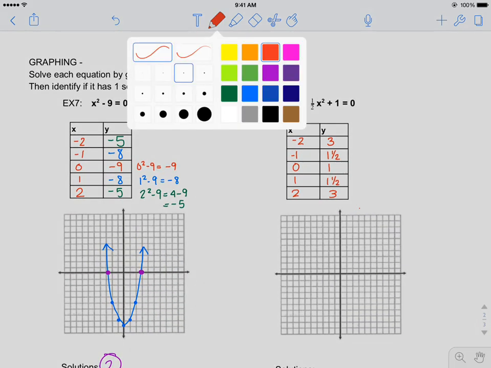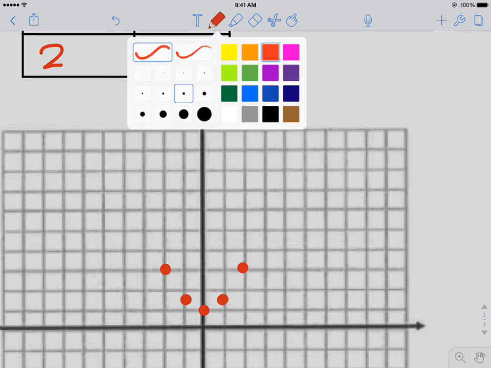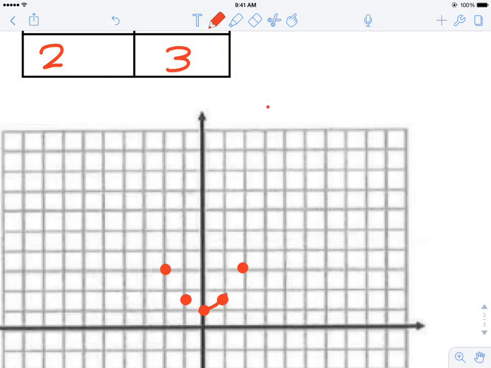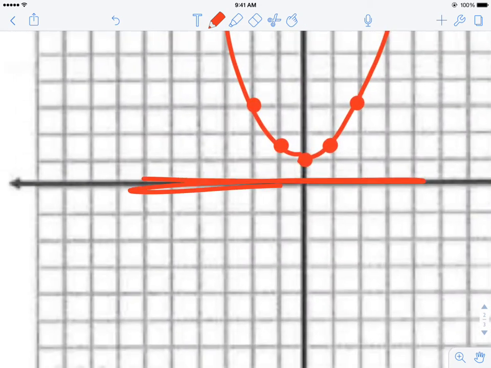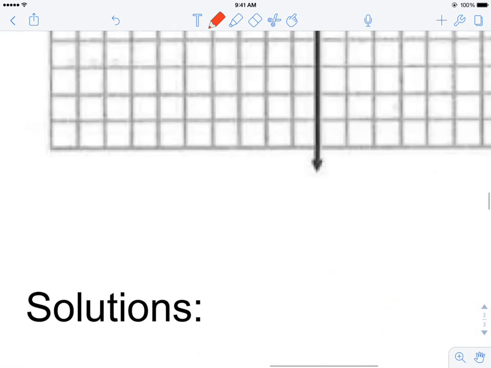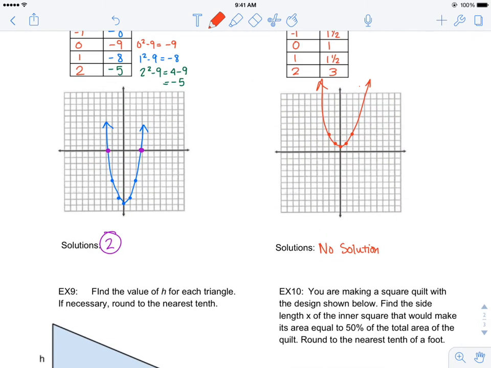So when I plot these points, I get something that looks like this. 1, 1.5, and 3. And when I connect my dots, it looks like this. And because this does not cross the x-axis anywhere right there, I know that I have no solution. It doesn't cross the x-axis. No solution at all.